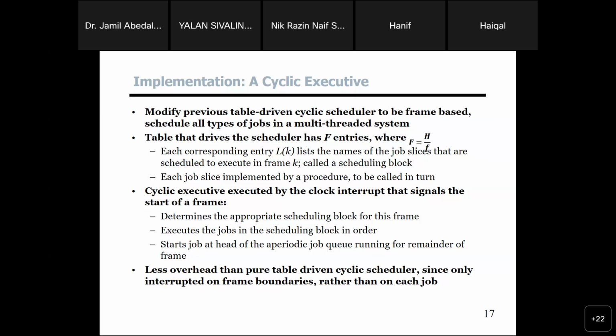The cyclic executive is executed by the clock interrupt that signals the start of a frame. It determines the appropriate scheduling block for this frame. It executes the jobs in the scheduling block in order, and starts the job at the head of the aperiodic job queue running for the remainder of the frame. It has less overhead than a pure table-driven cyclic scheduler, since it is only interrupted on frame boundaries rather than on each job.